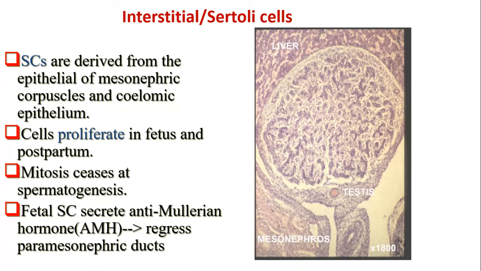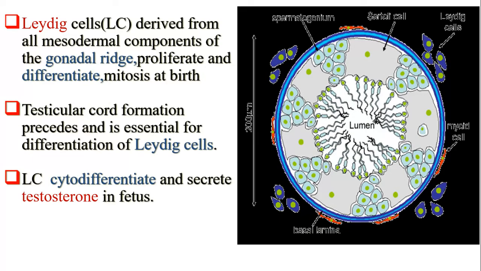AMH, very important. Leydig cells are developed from the mesodermal component of the gonadal ridge, the mesenchyme, which proliferates and differentiates. Testis cord formation proceeds and is essential for the differentiation of the Leydig cells. These Leydig cells cytodifferentiate and secrete testosterone.